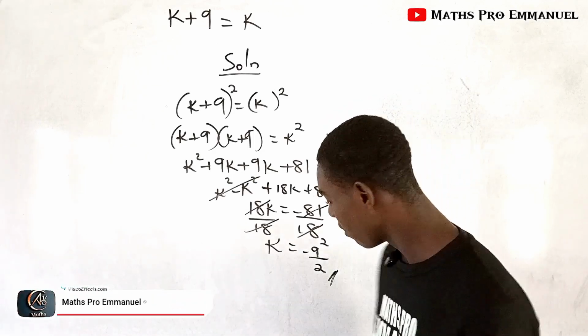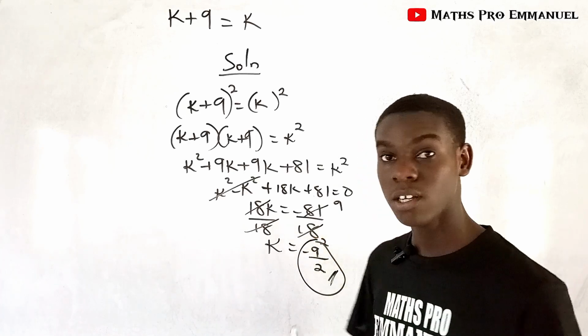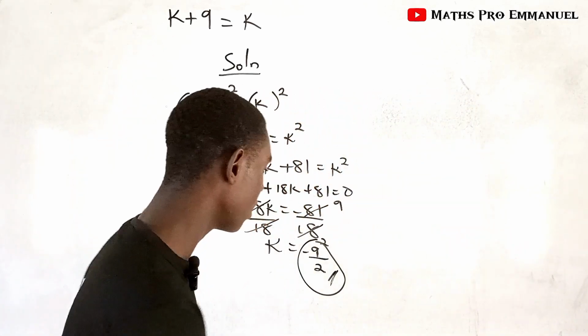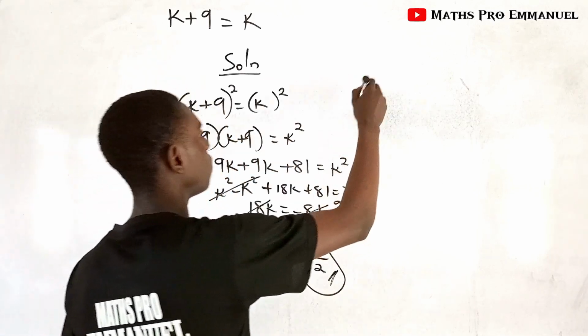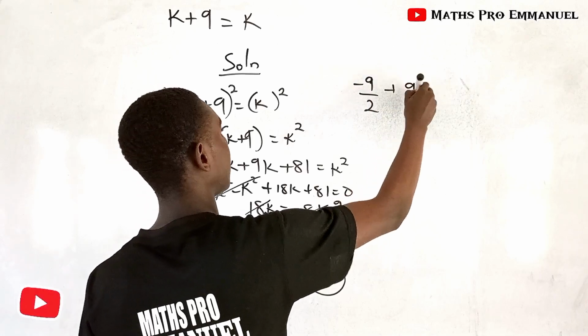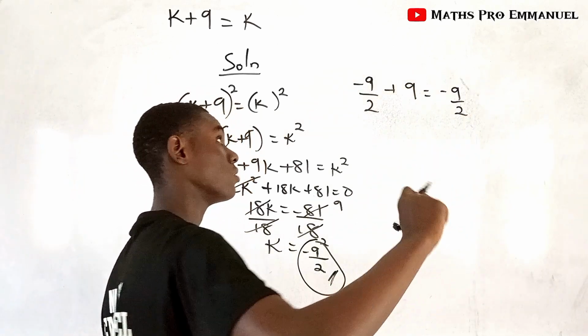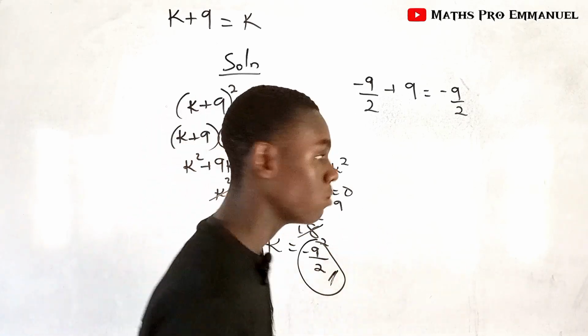But me, I want to check whether this minus 9 over 2 is really correct. So now this is outside the box. Let's check whether minus 9 over 2 is really correct. If I put minus 9 over 2 in place of k, I'll have minus 9 over 2 plus 9 equal to minus 9 over 2. It must be equal to minus 9 over 2. Once it's not minus 9 over 2, then you just know what will happen next.